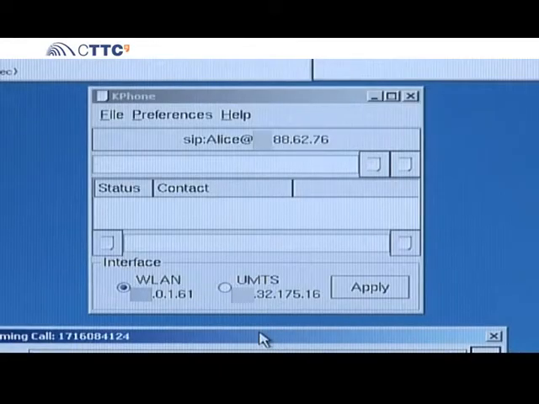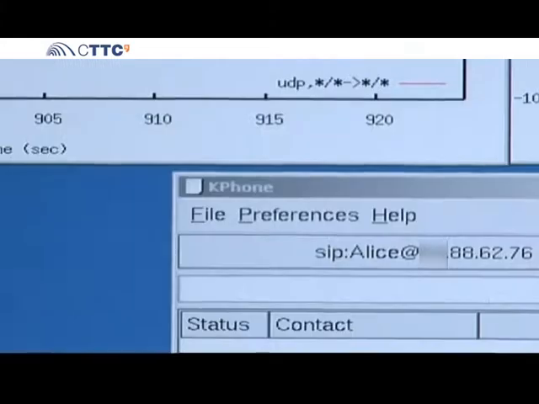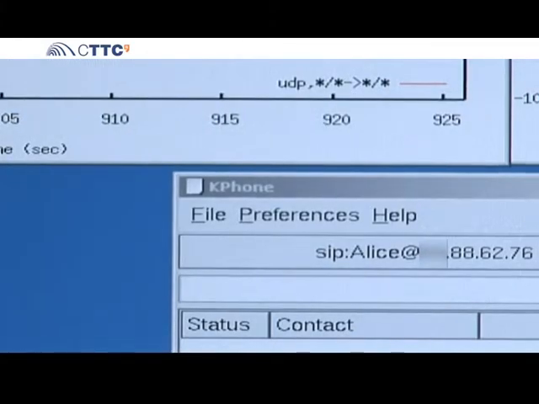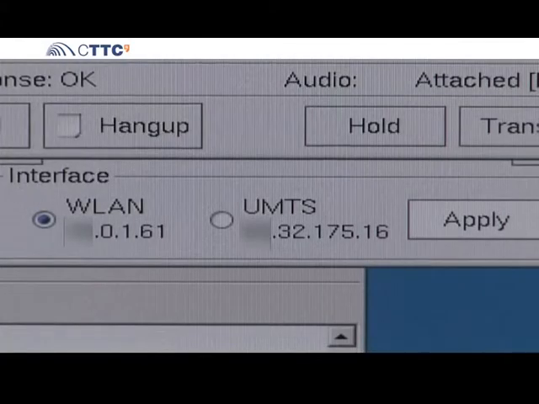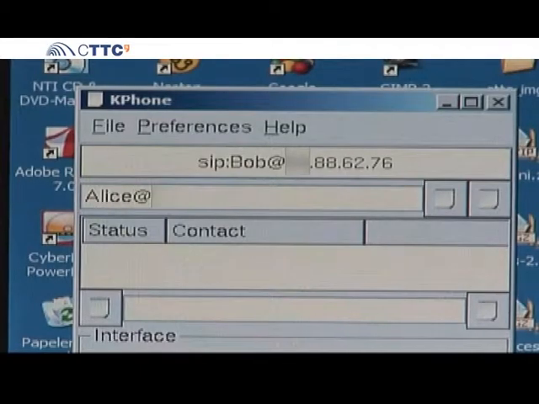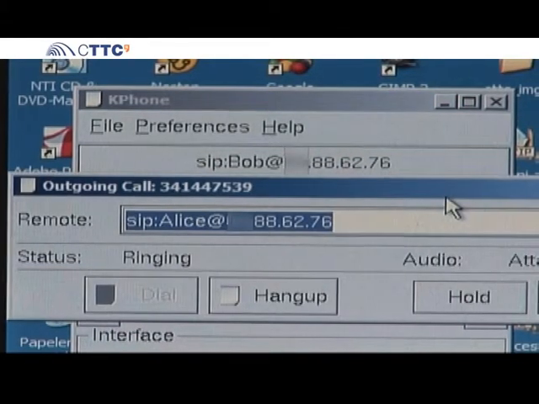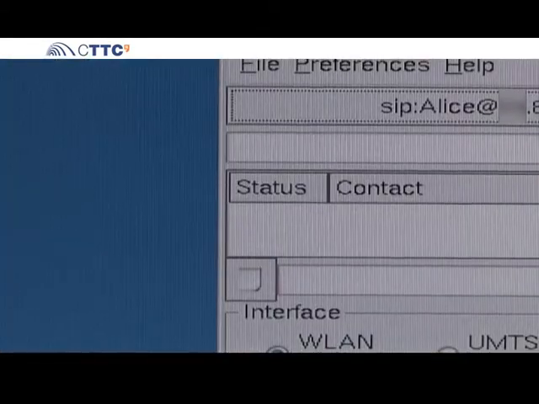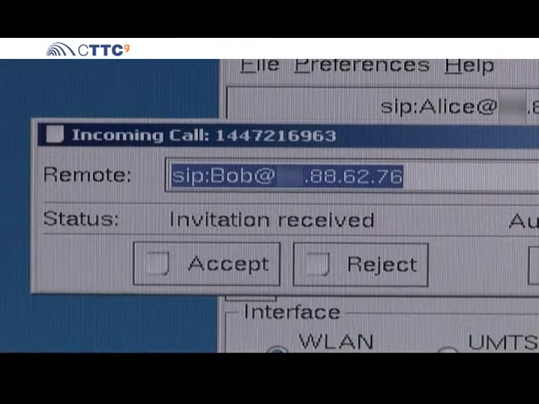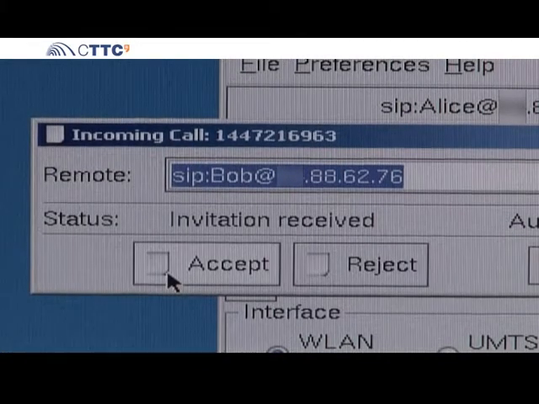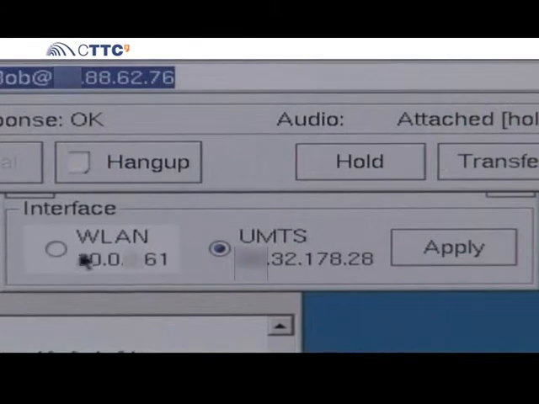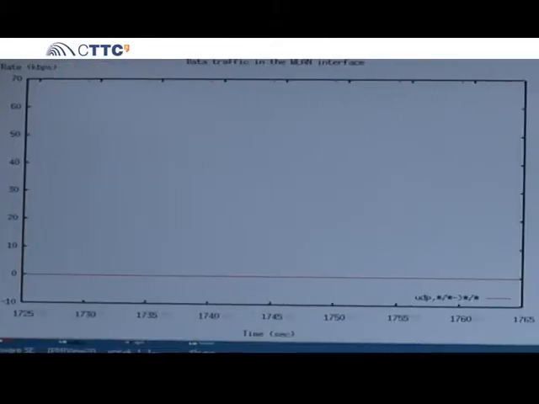In this scenario, mobility is handled by the Session Initiation Protocol, or SIP for short. The K-Phone voice over IP softphone, whose signaling is based on SIP, was modified so that, when executed in a mobile node, it sends to the correspondent node the new IP address through which it should be reached. And this is done in the middle of a call when the user decides to switch to the other access network. And now let's see how it works.